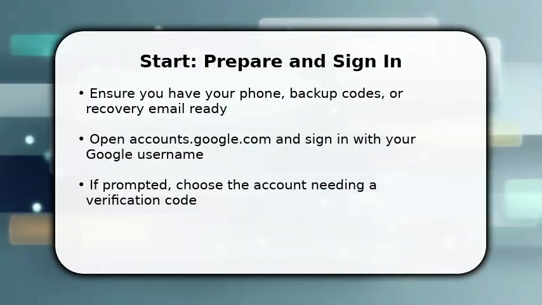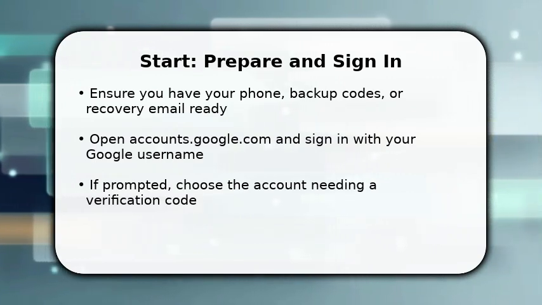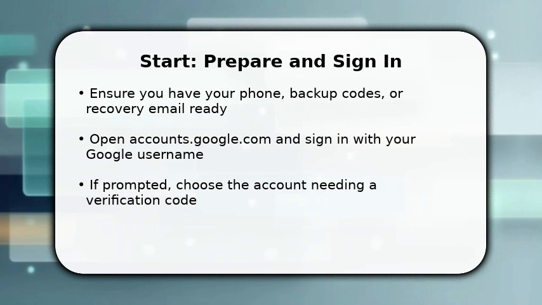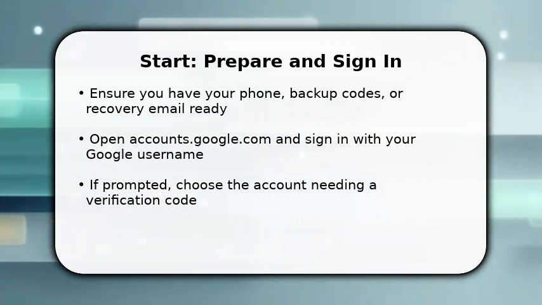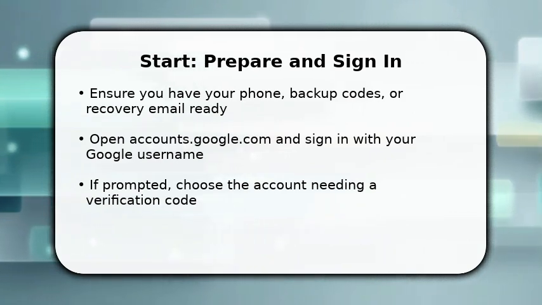You begin by signing into your Google account. Do that now. Once signed in, go directly to Security Settings. This is where verification methods live. Make sure your phone is nearby and unlocked, and check whether you previously saved backup codes or a recovery email.